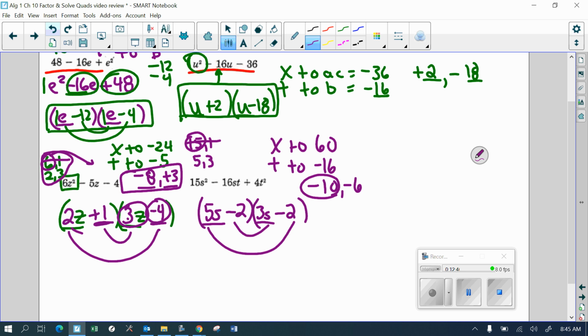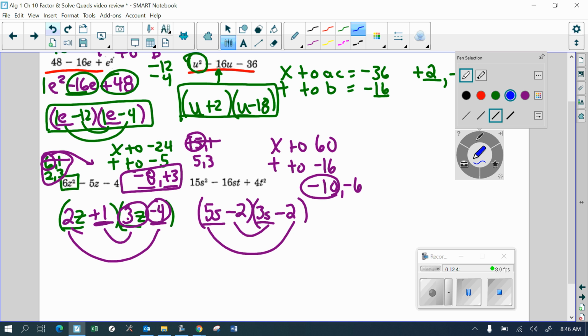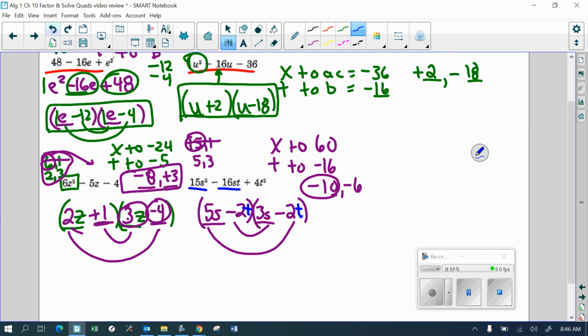Now again, I can check it to guarantee I'm right by multiplying back out. 5s times 3s, there's my 15x squared. -10s and -6x is -16st. Oh, I forgot the t's here. That's why you want to check it, multiply it back out. Make sure you have that. And lastly, -2t times -2t is +4t squared.